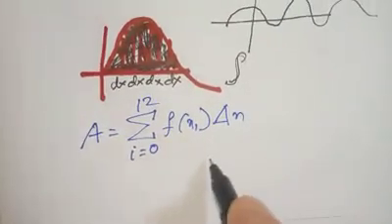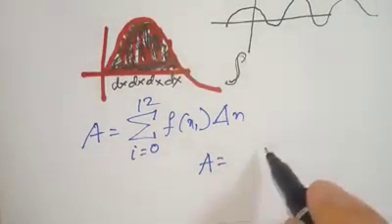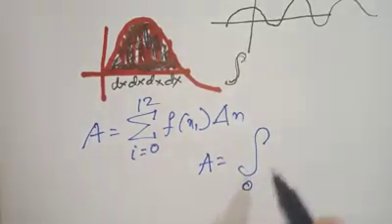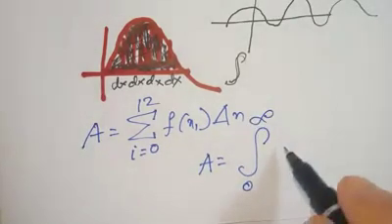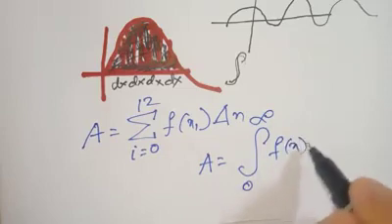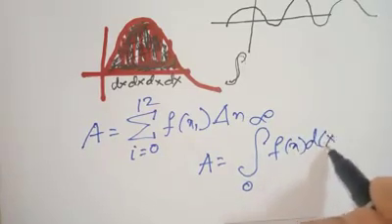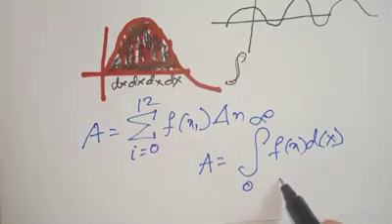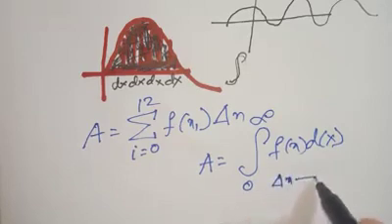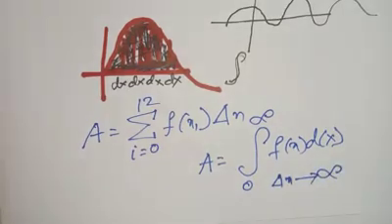Now let us see, if I use the same one, A equals the integral from 0 to infinity, say for example, f(x) dx, and I have to write that delta x is moving towards infinity or 0. So this is where we can use the integral sign. Now I hope I can make things understood.